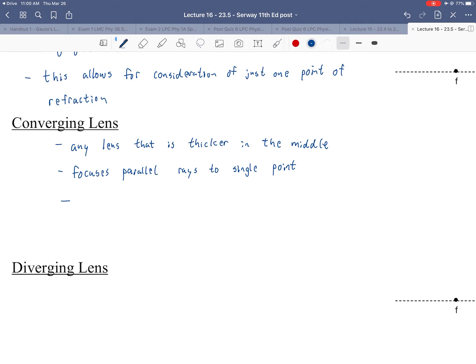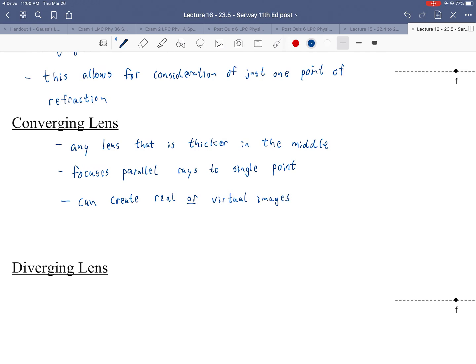However, if objects are closer than the sun, so not effectively infinitely far away, but instead you have an object that's very close to the lens, then you can actually create a virtual image with that converging lens. So just like concave mirrors can create both virtual and real images, likewise, converging lenses can create both virtual and real images. A lot of the time they create real images. So it can create real or virtual images.